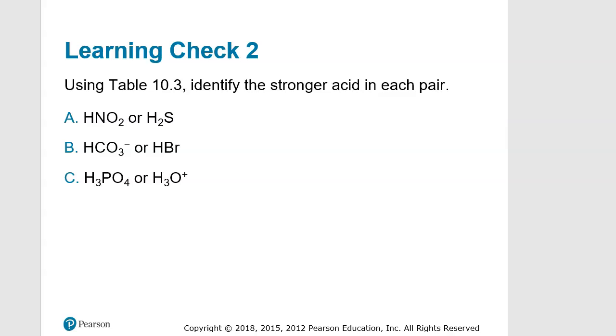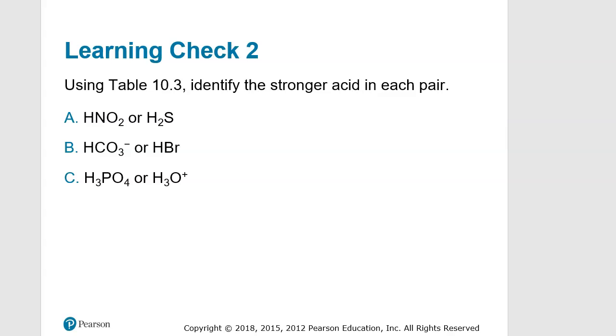Well, HBr. I already talked about how the second hydrogen coming off of carbonic acid is going to be tougher to get off than the first. And you already know that carbonic acid itself is a weak acid. So if that's a weak acid, and you already know hydrogen bromide's a strong acid, then the bicarbonate has to be the weaker of the two. So HBr is going to be the stronger acid.